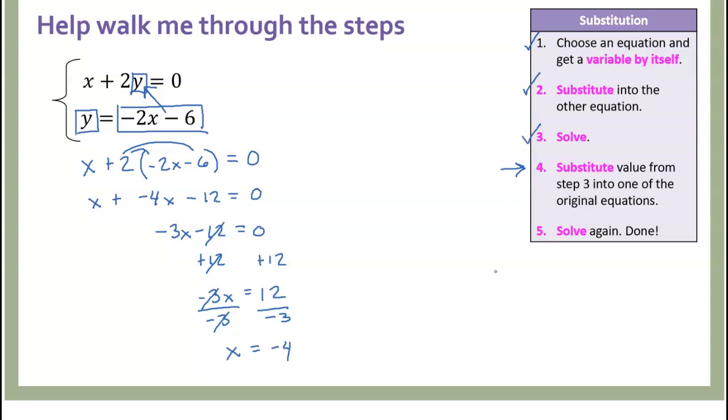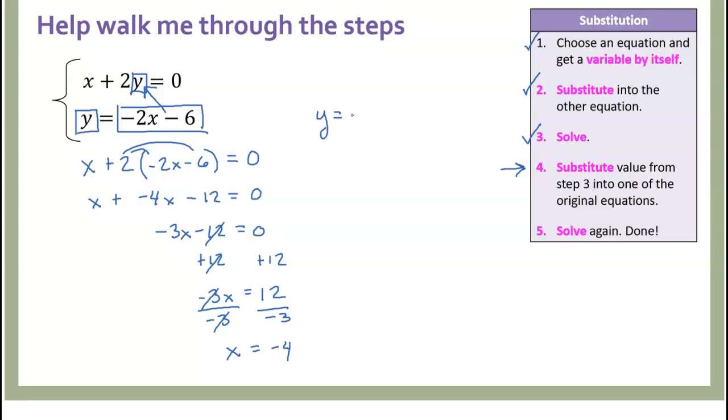But we still have 2 more steps because we don't have a y yet. We still need to solve for y. So we're going to take this x value, put it back in one of these equations. Let's do this second equation. I like to use the one where the variable was isolated, so let's do that.